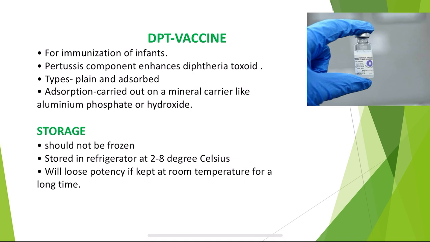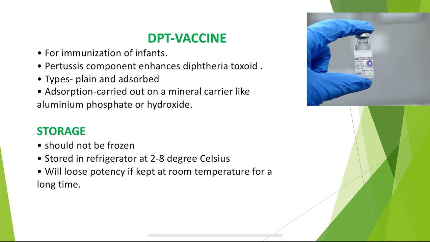What you have to remember under the DPT vaccine is that it is used for immunizing the infants, and these infants are simultaneously immunized with diphtheria, pertussis, tetanus, and the component pertussis is enhancing the diphtheria toxin. And what are the types of vaccines? We have a plain vaccine or an adsorbed vaccine. For adsorbed vaccines, the adsorption is carried out on a mineral carrier like aluminium phosphate or aluminium hydroxide.